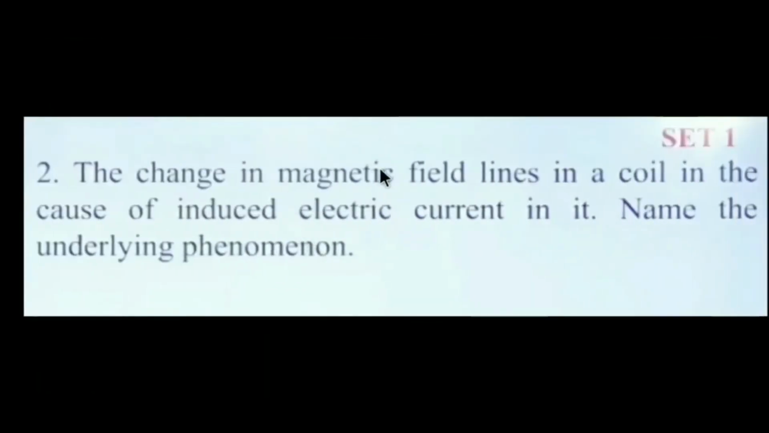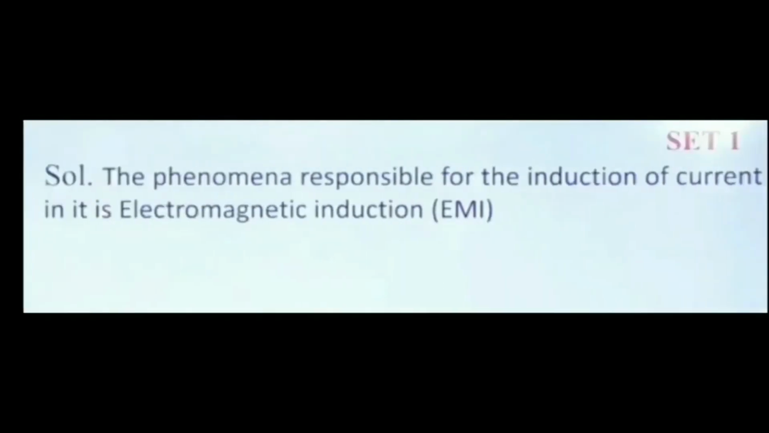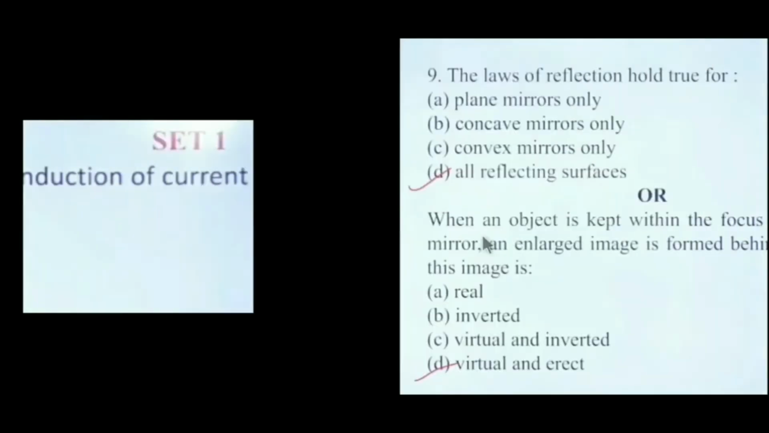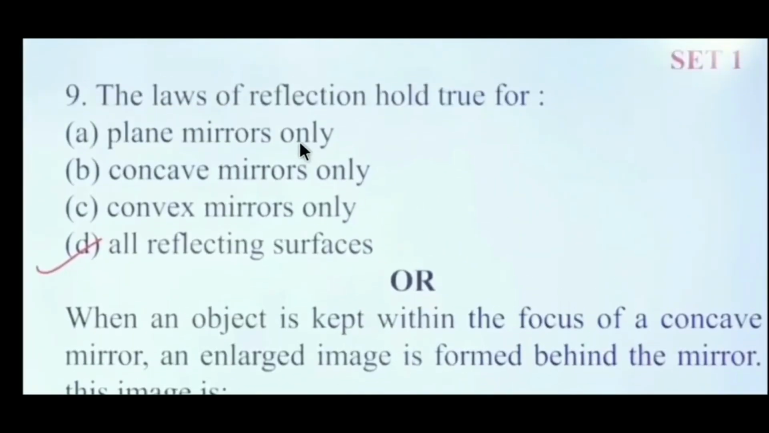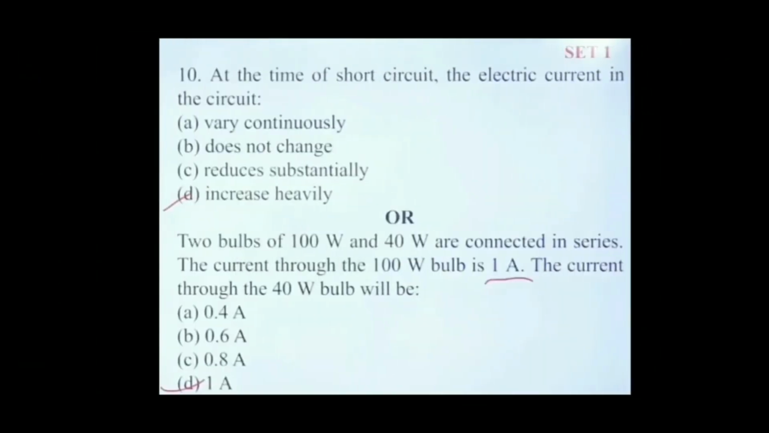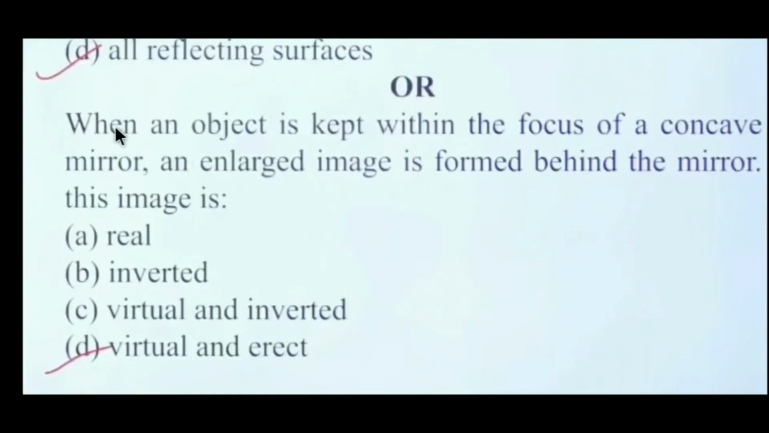The change in magnetic field lines in a coil is the cause of induced electric current in it. Name the underlying phenomenon. The phenomenon responsible for the induction of current is electromagnetic induction, EMI. उसको EMI बोलते हैं। The laws of reflection hold true for all reflecting surfaces. And उसके अलावा ऐसा भी क्वेश्चन था, when an object is kept within the focus of a concave mirror, an enlarged image is formed behind the mirror. This image is virtual and erect.